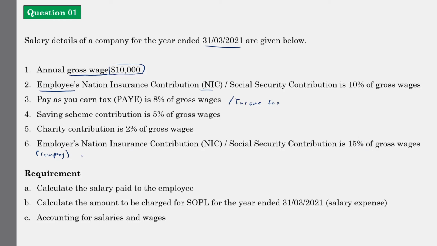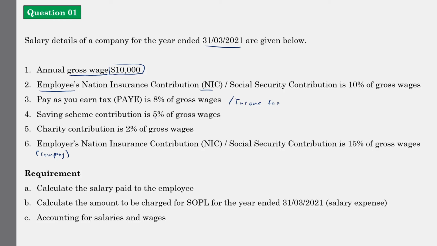Then I have given 6 pieces of information. What are they? Annual gross wage of 10,000 US dollars. The annual gross wage is the wage before any kind of reductions. From the annual gross wage, certain reductions will happen. What are the reductions? One is the national insurance contribution reduction. Another is your PAYE tax reduction. And if you are voluntarily telling them to reduce some amount for the saving scheme, that is a reduction too.